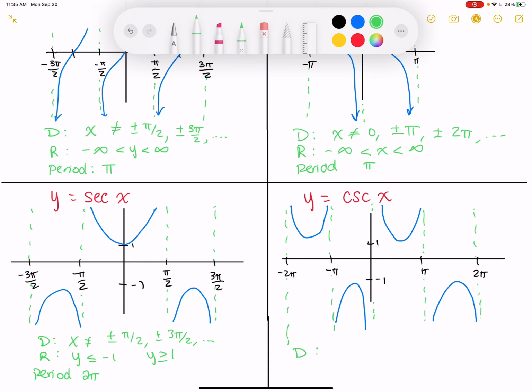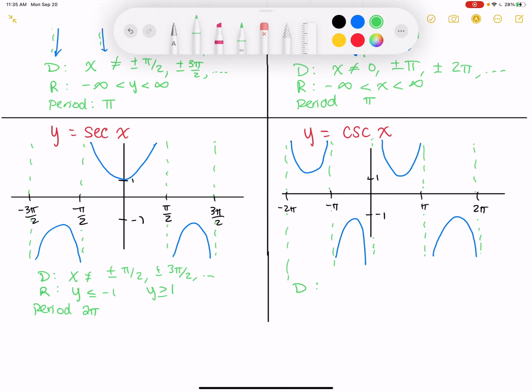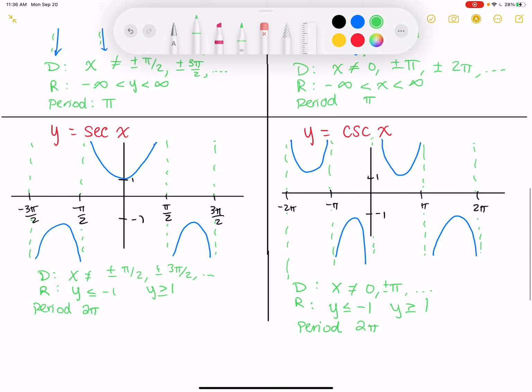And the domain for this one is x not equal to 0 or pi, plus or minus pi, etc. Range is y less than or equal to -1 and y greater than or equal to 1. And then the period is still 2 pi.